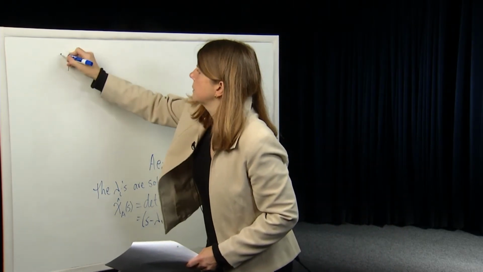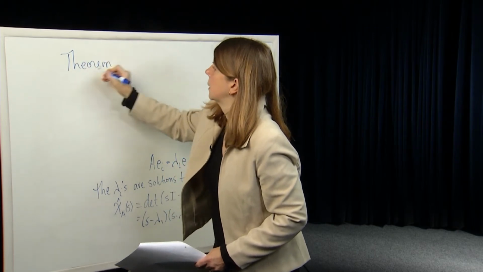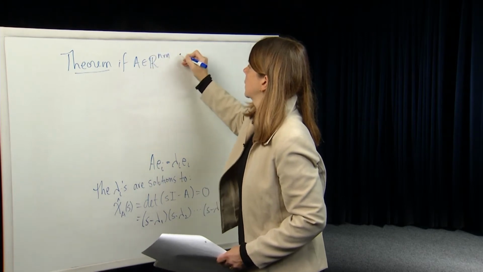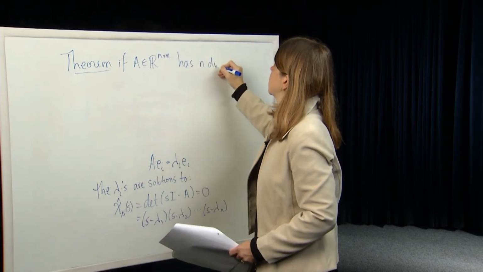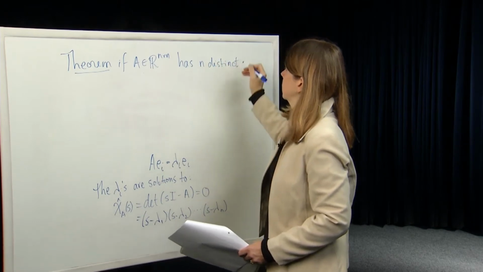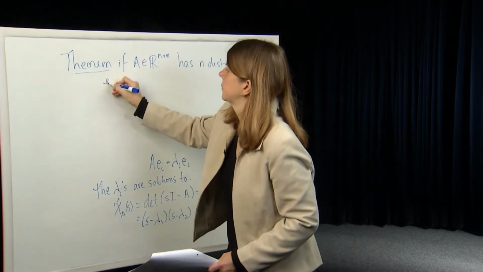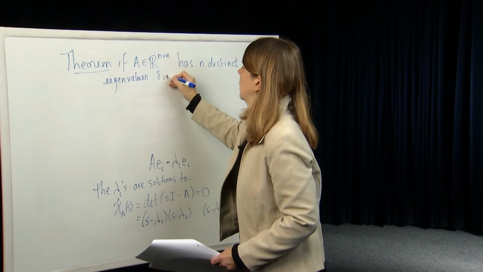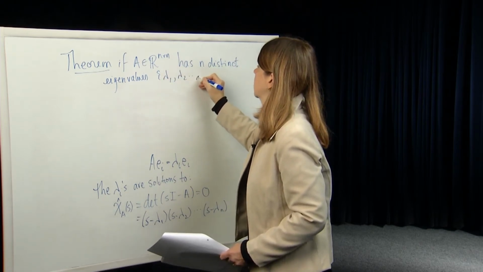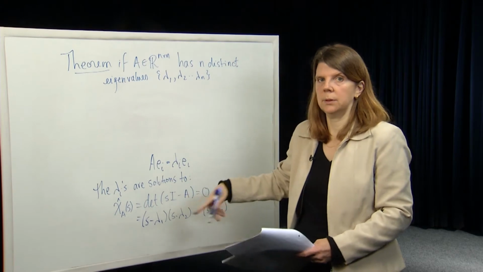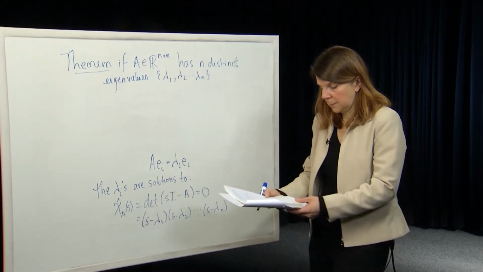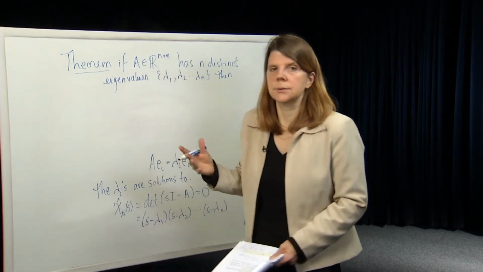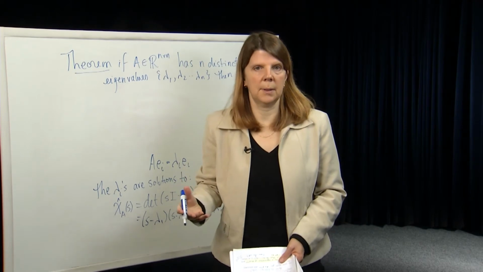So this is a theorem. If A, a real n by n matrix, has n distinct eigenvalues, meaning different from each other, and we'll call them lambda 1, lambda 2, up to lambda n. They can possibly be complex, as we know, but they're different from each other. Then there exist n linearly independent eigenvectors.